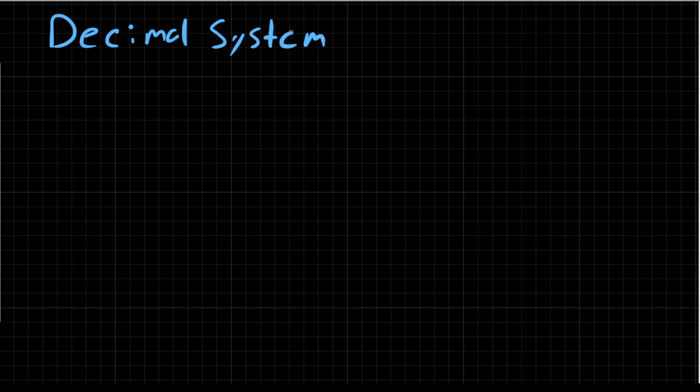Binary. Before we talk about binary, we need to review the system that many of us have already learned. It's the system that we use for regular math whenever we are working with algebra or arithmetic. It is called the decimal system, and this system is base 10. It is based on the digits 0 through 9.